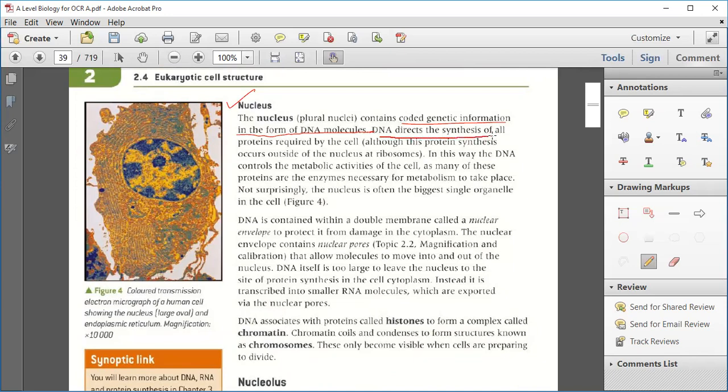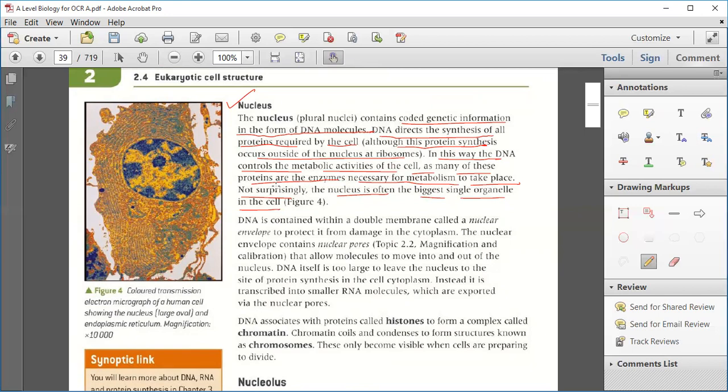And DNA directs the synthesis of all the proteins required for the cell, although the protein synthesis occurs outside the nucleus at the ribosome. In this way, DNA controls the metabolic activity of the cell, as many of these proteins are the enzymes necessary for metabolism to take place. And not surprisingly, the nucleus is often the biggest single organelle in the cell.